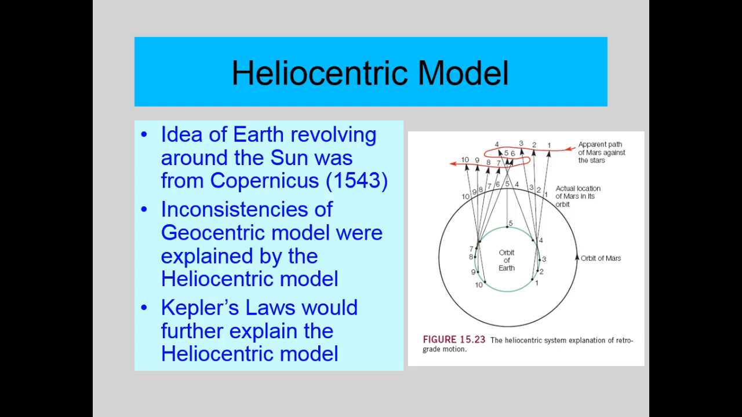Okay. So you could explain with the heliocentric model. Now there was still a little bit of a problem. Even these models had the orbit of the Earth and the orbit of Mars being circular. And they just aren't. They're slightly elliptical. That's where Kepler came into play. And he said if you make these orbits not circles but ellipses, not far from being circles, but just slight ellipses, that would further explain the heliocentric model. Very, very good fit here of the data.